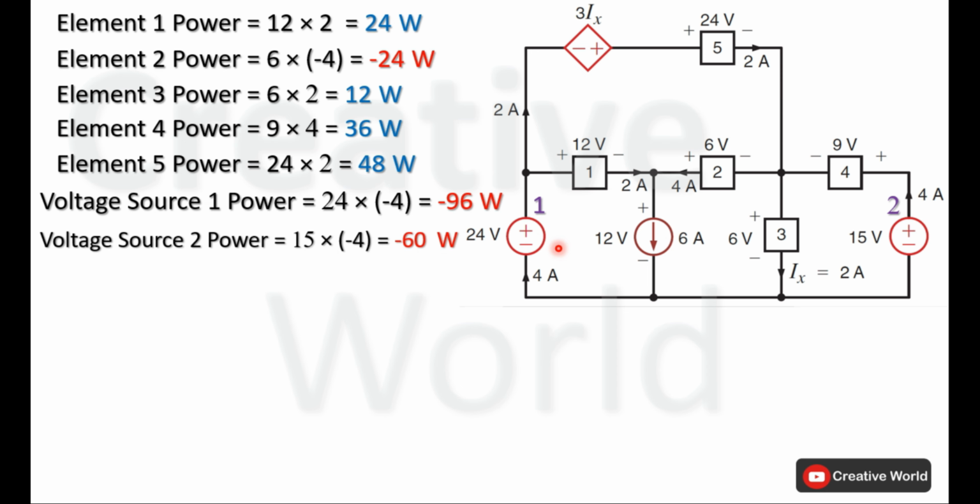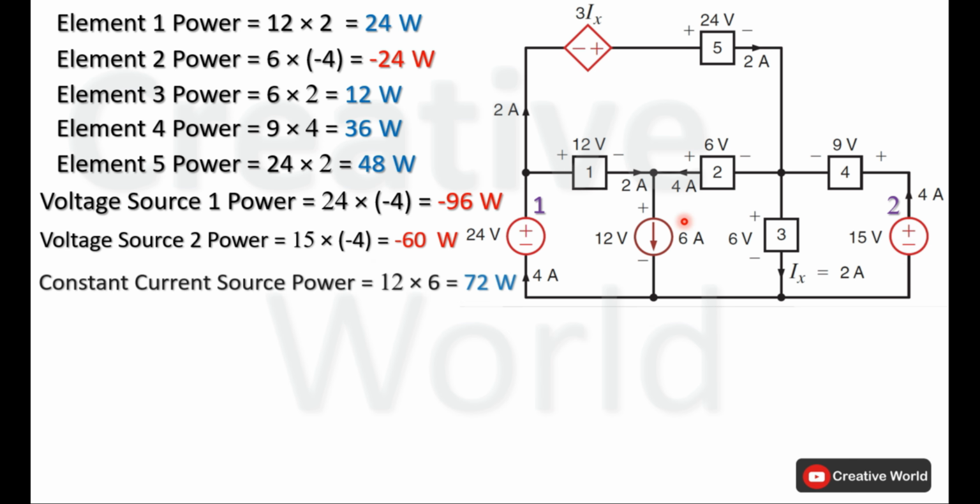Next is voltage source 2. Voltage across voltage source 2 is 15 volt and current through it is 4 ampere. This current is leaving from the positive terminal and entering from the negative terminal, so this current will be taken with minus sign. Power of voltage source 2 will be 15 multiplied by minus 4, that is minus 60 watt. Because of minus sign, this voltage source 2 is also supplying power to the network.